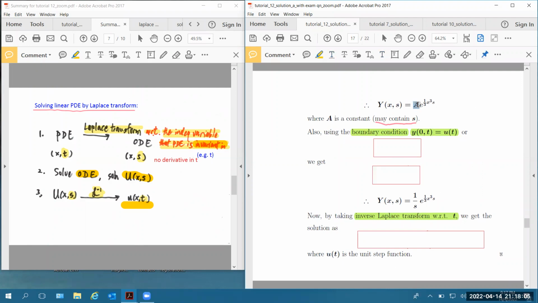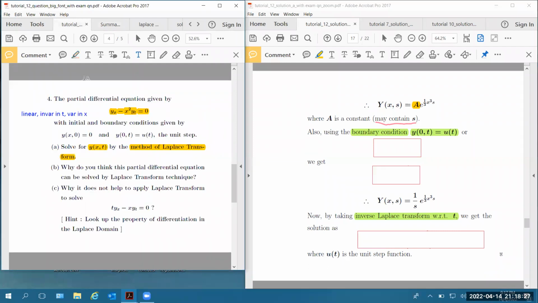So I got the a already. This a is a constant, of course, and may involve s. Now I need to find out this constant, because I can't do the inverse Laplace transform yet, because this a is unknown.